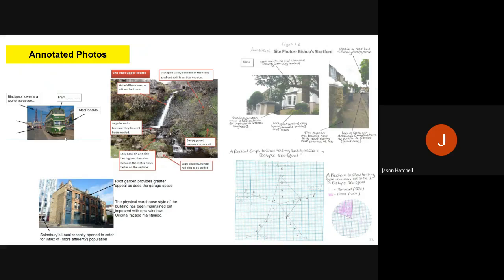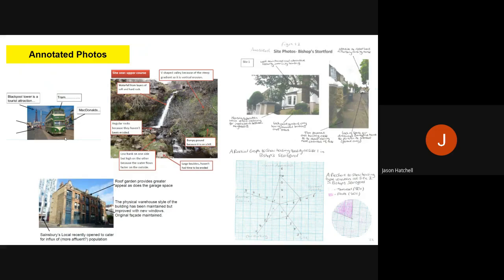So for example, the river you can see there in the middle of the screen, site one of the upper course. This investigation was about the changes in erosion downstream. So you can see that the student here has clearly labeled that it's a V-shaped valley because it's steep. There's vertical erosion. You can see that the large boulders there haven't had enough time to be eroded, and so on.